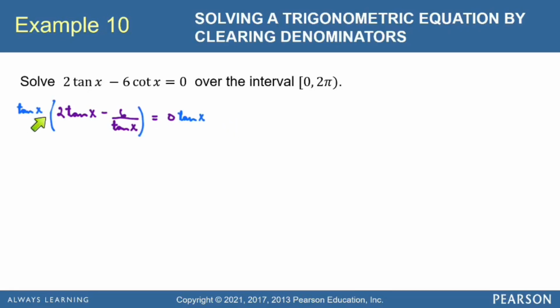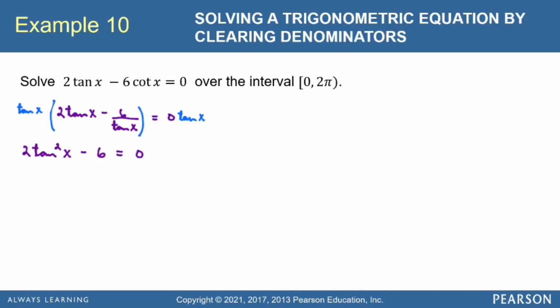Now when we distribute tangent x on the left side, the first term will be tangent x times 2 tangent x, which is 2 tangent squared x. Then we have a minus. The second term will be tangent x times 6 over tangent x. And the tangent x in the top will cancel the tangent x in the bottom, and that will just leave minus 6 for our second term. And then on the right side, 0 times tangent of x is still 0.